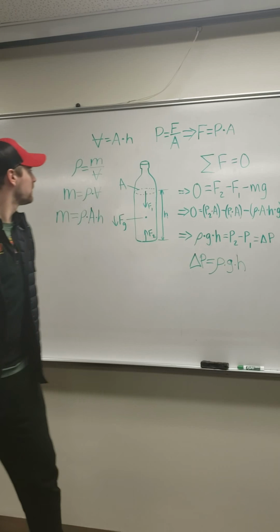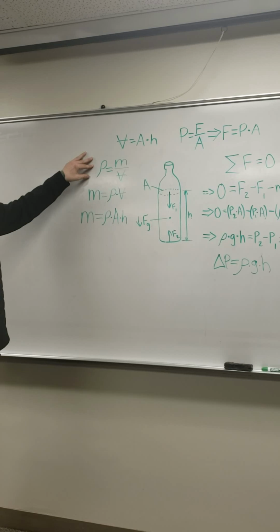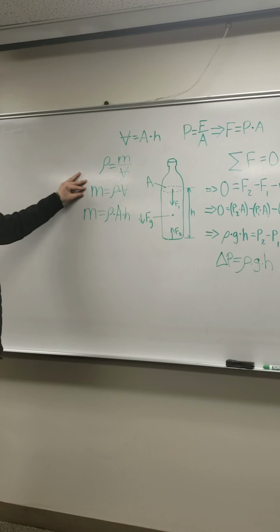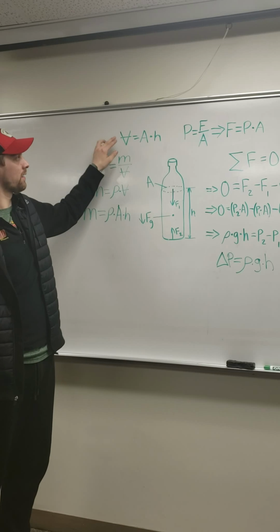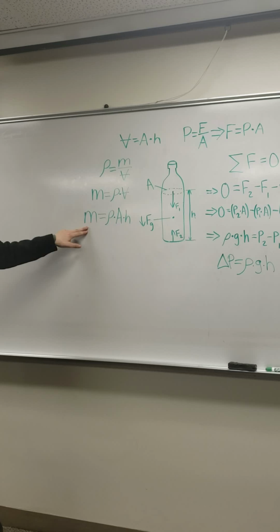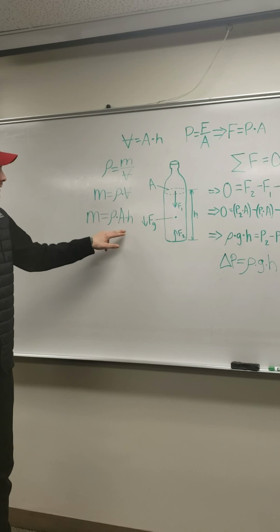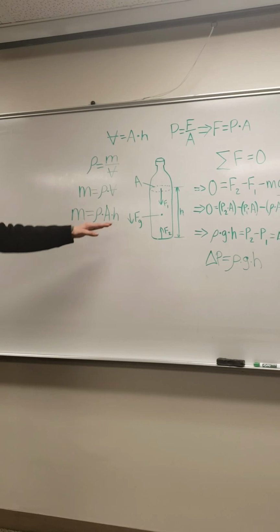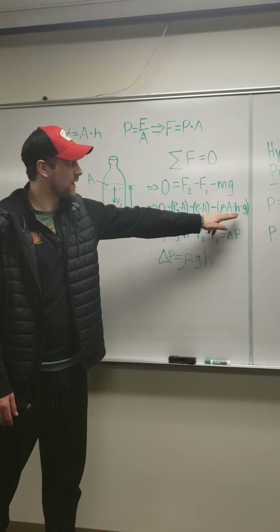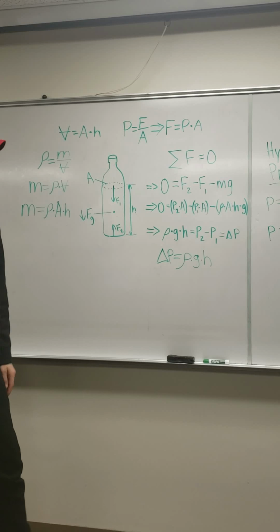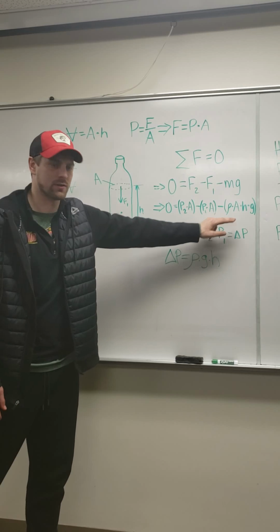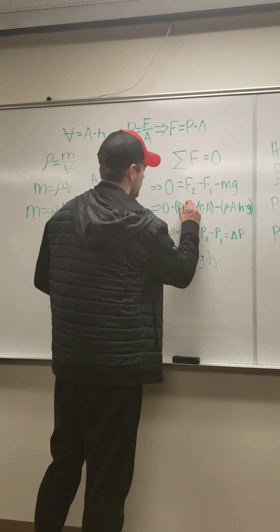So looking at mass, we knew that density is equal to mass divided by volume. So rewritten, mass is equal to density times volume. We know volume is cross-sectional area times the height. So mass will then become density times area times height. Now this can be plugged into our net force equation. So it'll be density times area times height, also times gravity. Now looking at our equation, we have A in every component on the one side of the equation. That can be divided out to cancel out your areas.